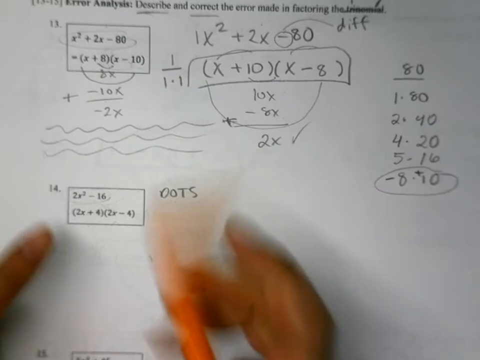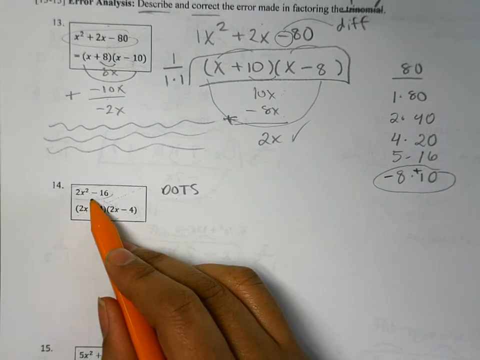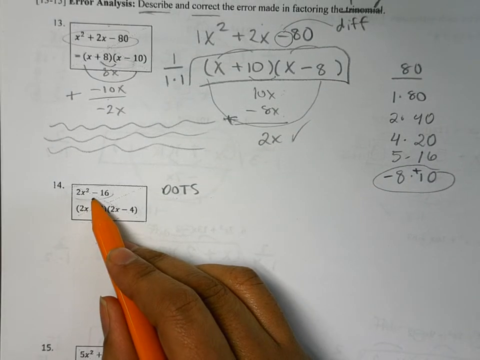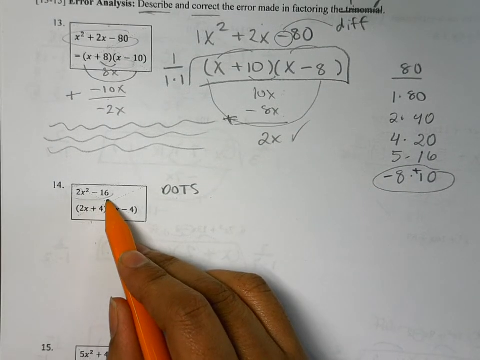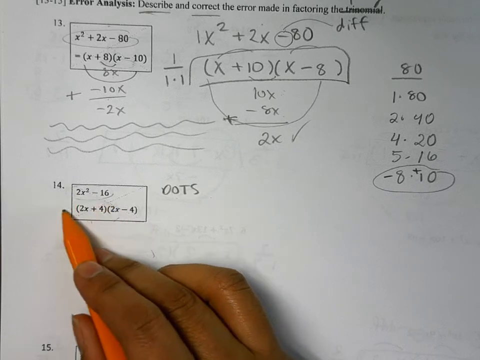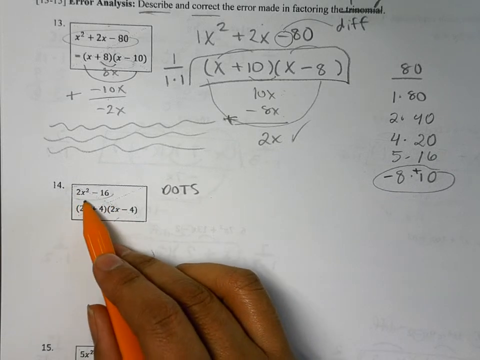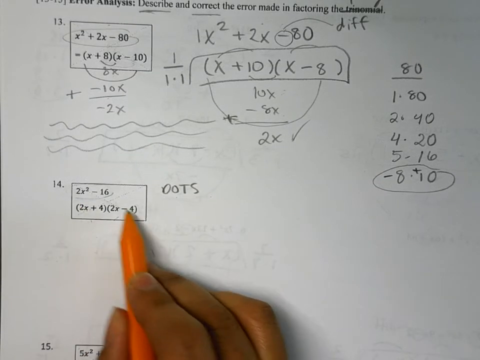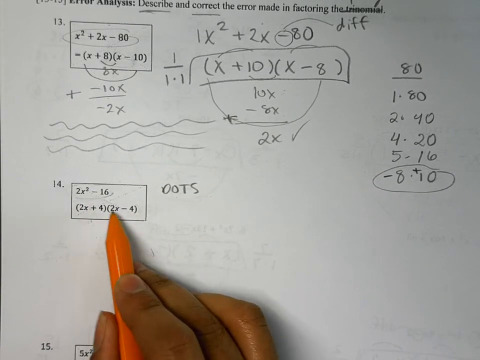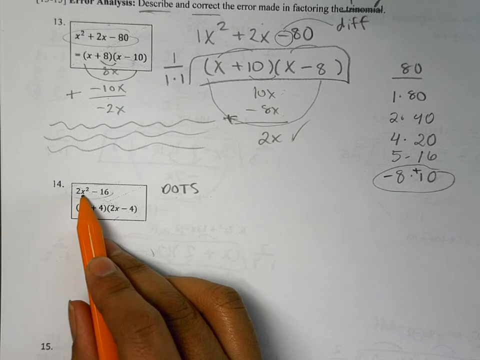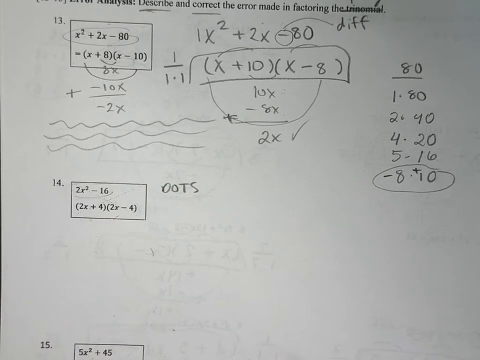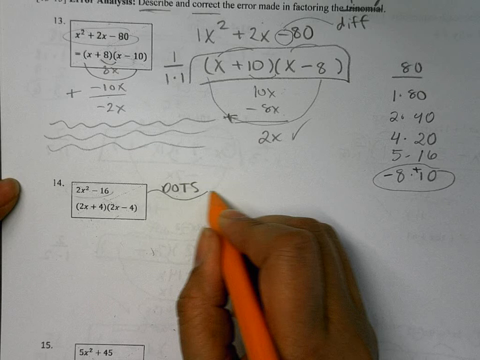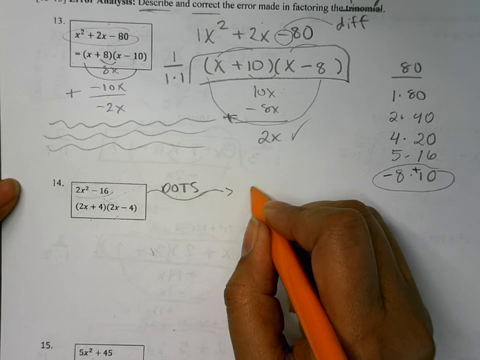Okay, is this a difference of two squares, yes or no? Yes. Okay, are there two terms? Yes. Is there a minus sign the way there should be? Yes. Is 16 a perfect square? Yes. Is 2x squared a perfect square? X squared is x times x, but is 2 a perfect square? No. 4 times 4 is 16, but is 2x times 2x, does that give me 2x squared? No. Okay, so let's fix the mistake.